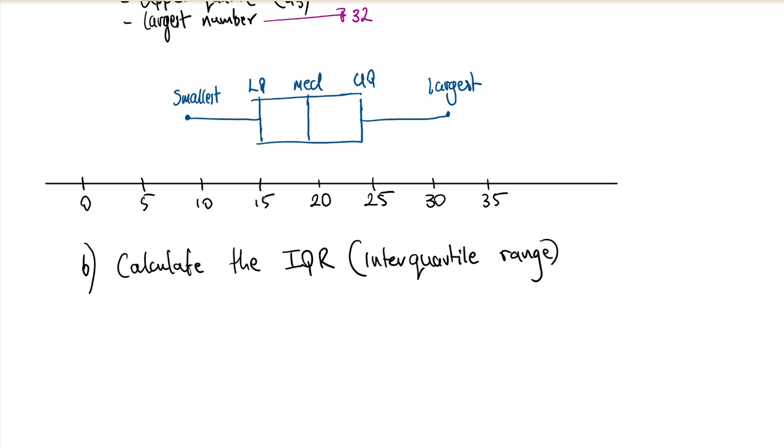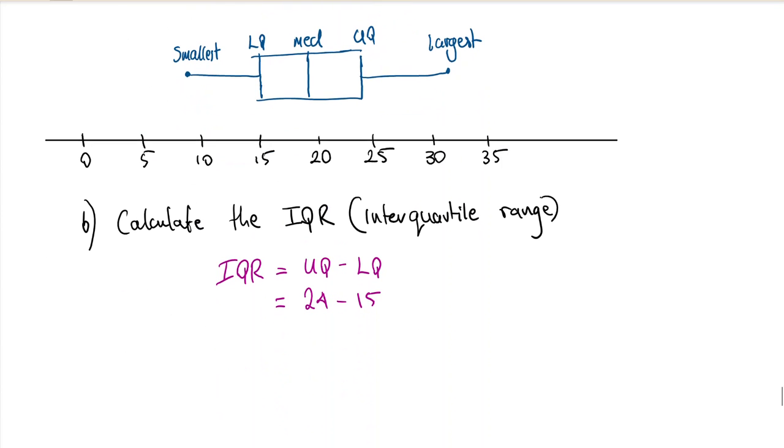This time we're using the quartiles. So the interquartile range is the upper quartile, which is 24, take away the lower quartile, which is 15, which is 9. That's my answer for that.